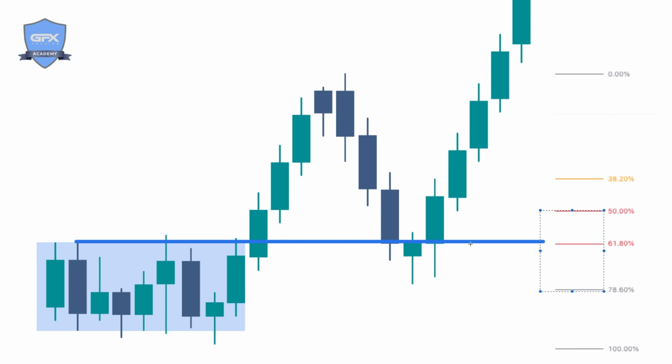Okay, so entry number one is that you simply place a limit order here with a 50 pip stop loss and 150 pip take profit, and you let the trade do its thing. That's entry number one. That's the simplest way to do it.